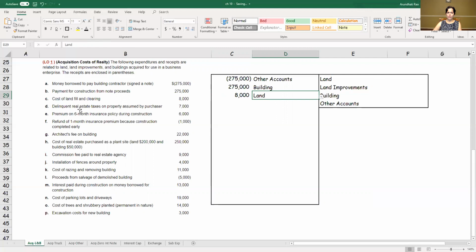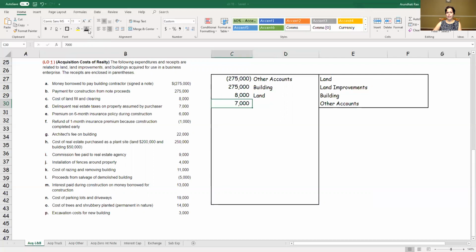There's delinquent real estate taxes on the property assumed by the purchaser. So I have bought the land. There was taxes that was owed by the previous owner. In order to get clear title, I had to pay that $7,000. That $7,000 is going to be added to the cost of land.